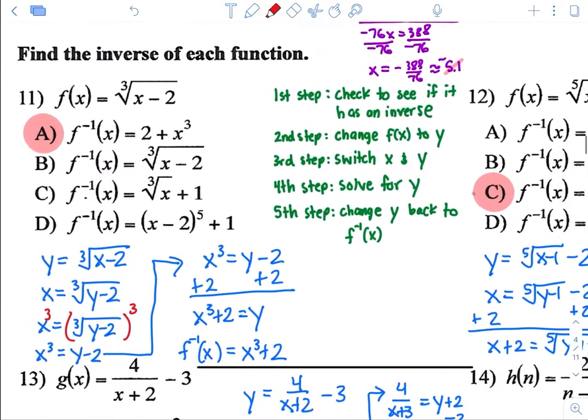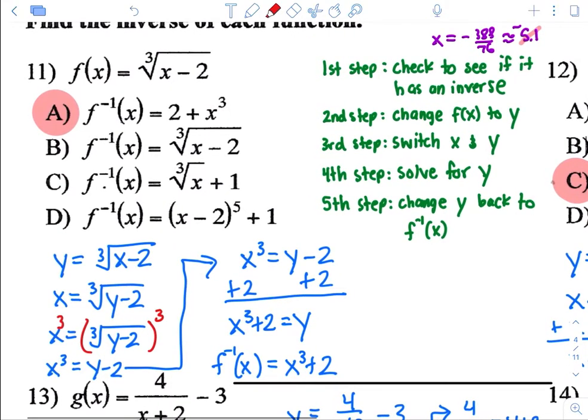So, if you forgot how to find an inverse, it is in the green. Those are the steps on how to find your inverses. You've got to check to make sure it has an inverse, but all of these do because that's what we're testing you guys on. Change f of x to be y. Switch your x and y variables, and then solve for your new y. Then, when you isolate that new y, you just switch it to be f inverse of x.